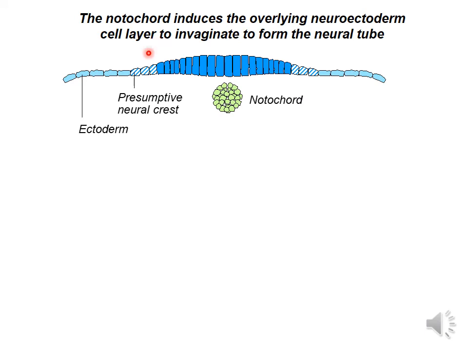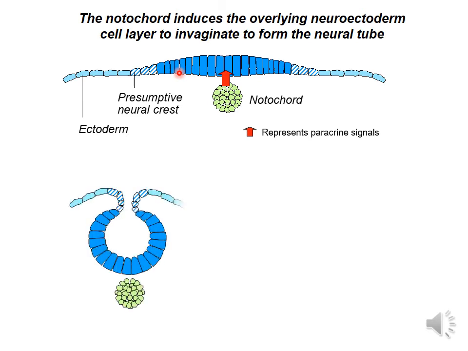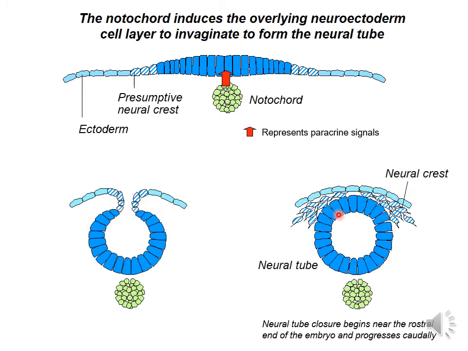Here again, this is the notochord. It induces this overlying ectoderm, forming the neural plate. Then this plate will change into a tube. Here it is closed, forming the neural tube.